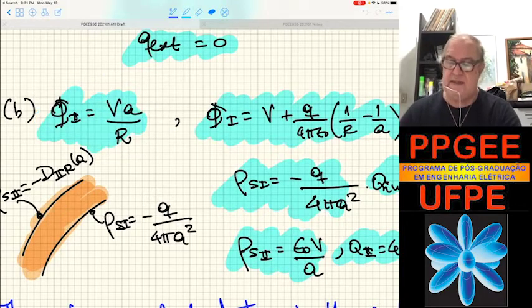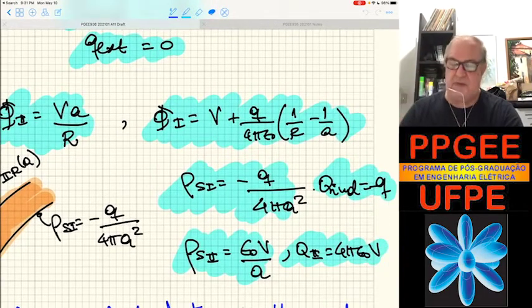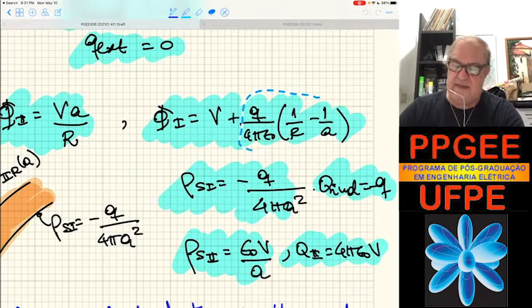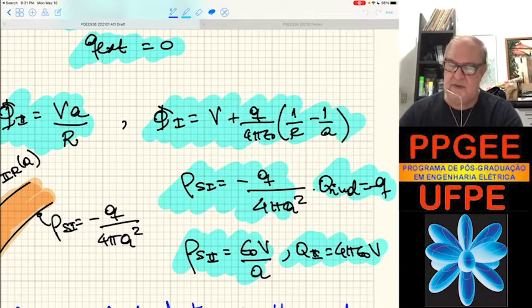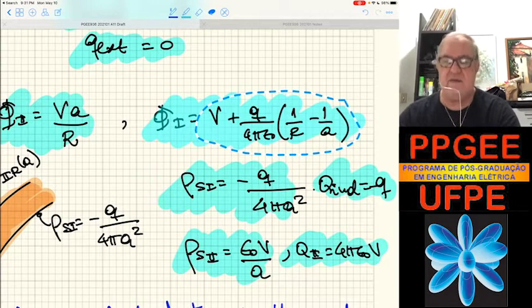Inside, well, just add a constant to the previous solution. The previous solution is the one that gives 0 on the boundary, so you just add V. So now the potential is going to be V at R equals A.